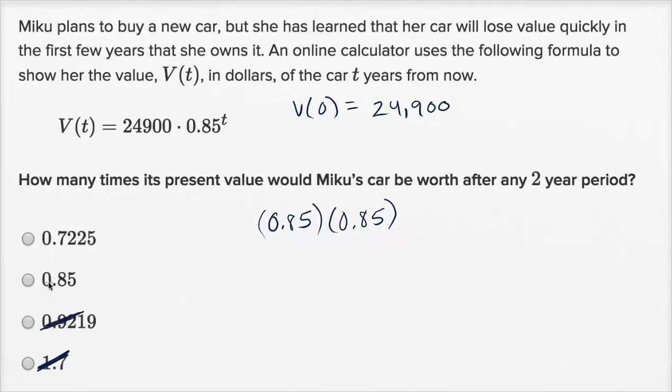Once again, we know after 2 years, it's going to lose 15% of its value 2 years in a row. In year 1, it's going to retain 85% of its value, but then year 2 is going to retain 85% of that, 85% of 85%. So that's not going to be 85. And just by deductive reasoning, we could say this is going to be this right over here. And we can verify that 0.85 times 0.85 is indeed equal to that.